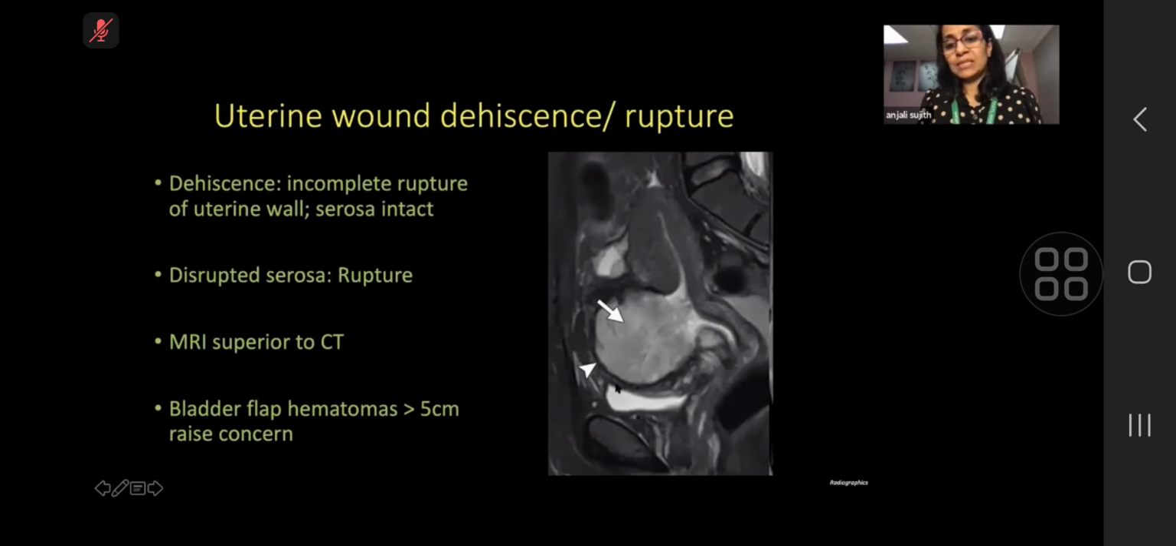So if the outermost serosal lining is intact, then that is uterine dehiscence. So this is a huge bladder flap hematoma, which is contiguous with the uterine wound, and the serosa is intact. So this is uterine dehiscence. If the serosa is disrupted, then it becomes rupture. And of course, MRI is superior to CT to differentiate the two.